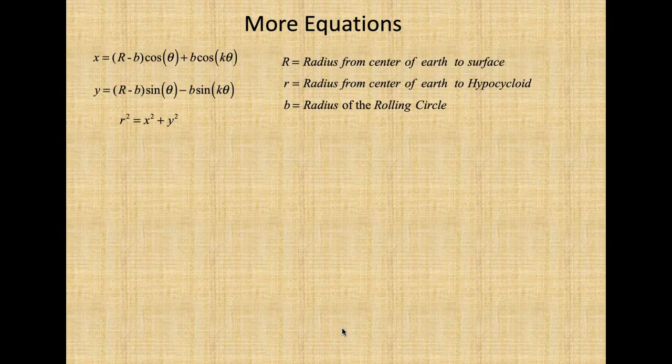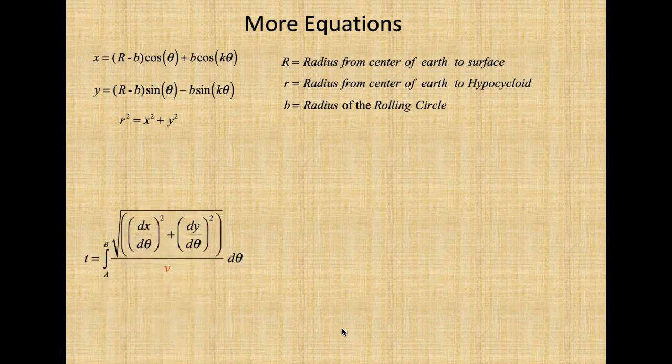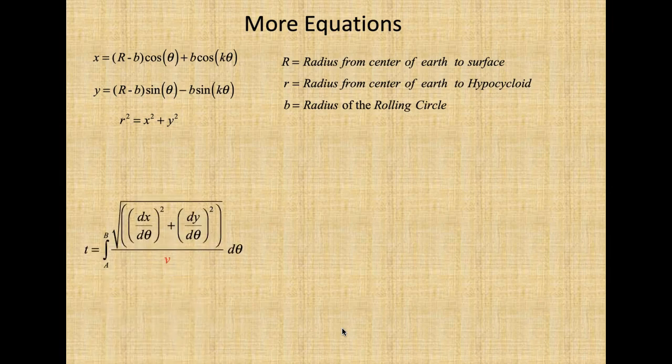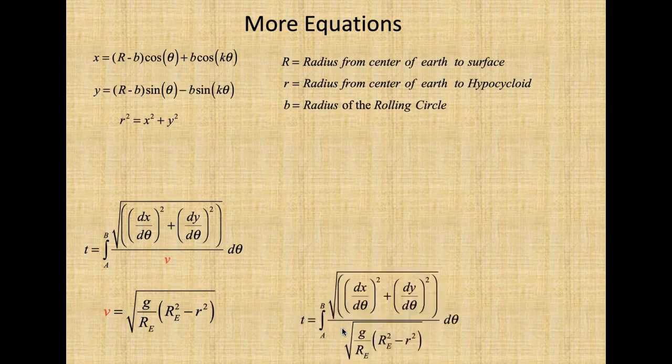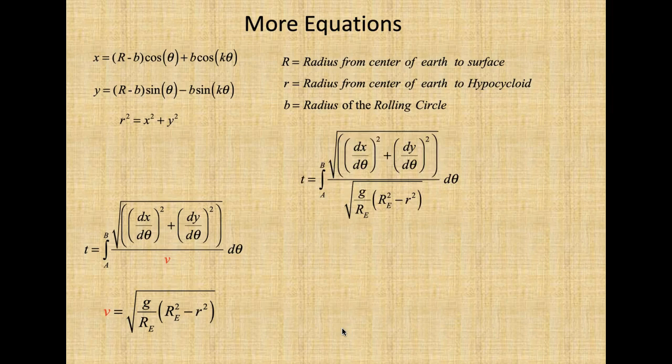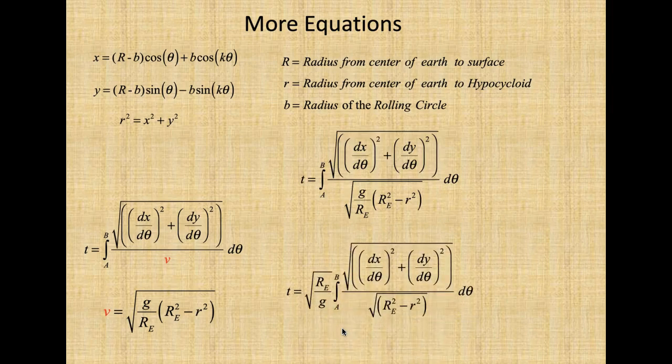For the x and the y, we need r squared is equal to x squared plus y squared. And large R is equal to the radius from the center of the earth to the surface of the earth. Small r is equal to the radius from the center of the earth to the hypocycloid. And b is equal to the radius of the rolling circle. Here's our equation we use to derive the time. We plug the velocity into this equation, and we get this result. And we factor out the square root of R divided by g.